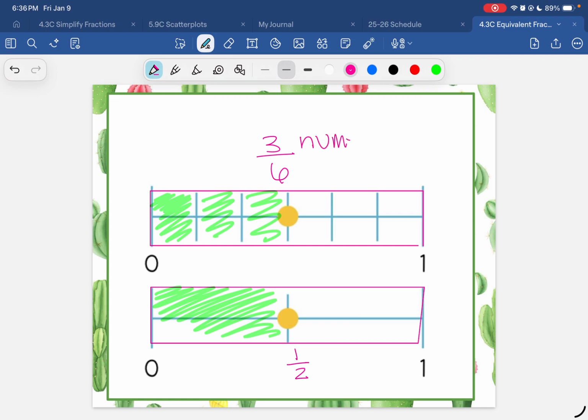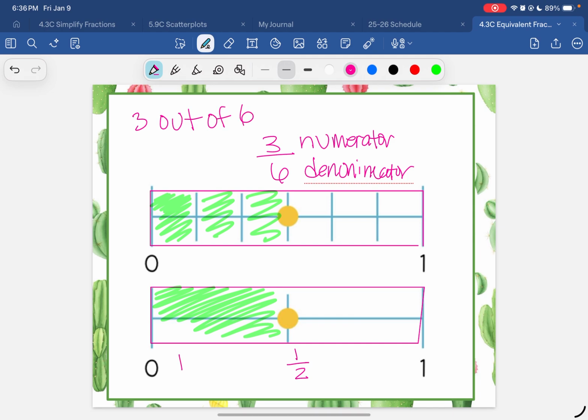So this is your numerator. This is your denominator. So it's 3 out of 6, and this is 1 out of 2. They are equivalent though. Now, for the next example, I will show you using equivalent fractions. I'll do both. Just stick with me.